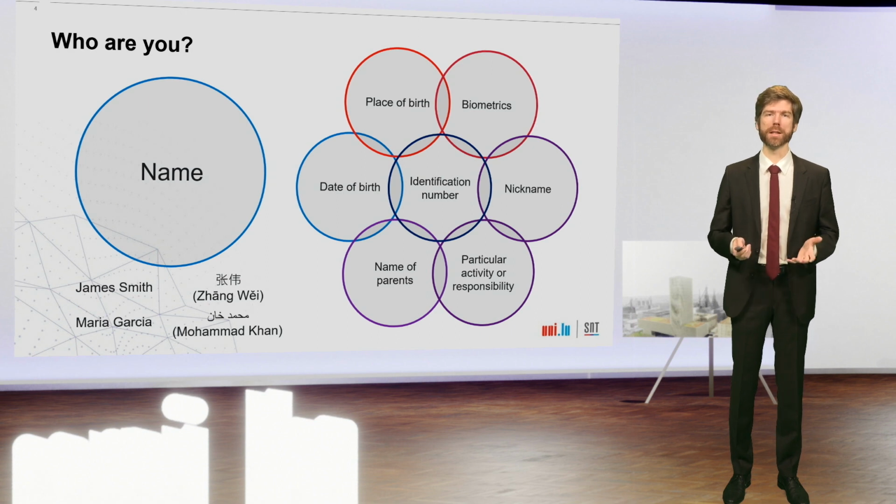Another example of identity attributes are biometrics. Biometrics are physical or personal behavioral traits that can be used to identify individuals. DNA and fingerprints surely come to your mind, but height and eye color, attributes that are on many identity cards today, are also part of this category.